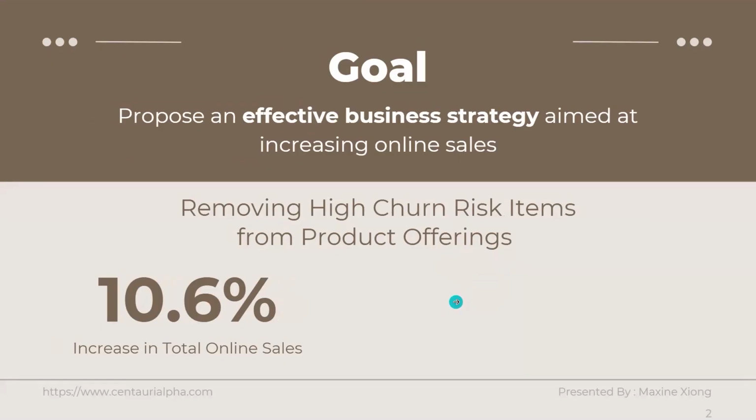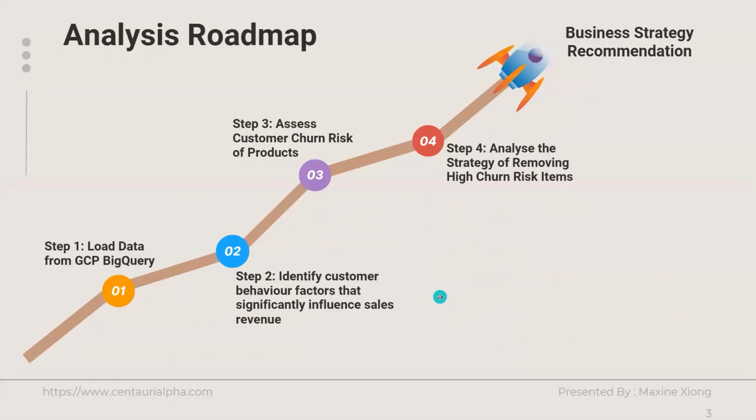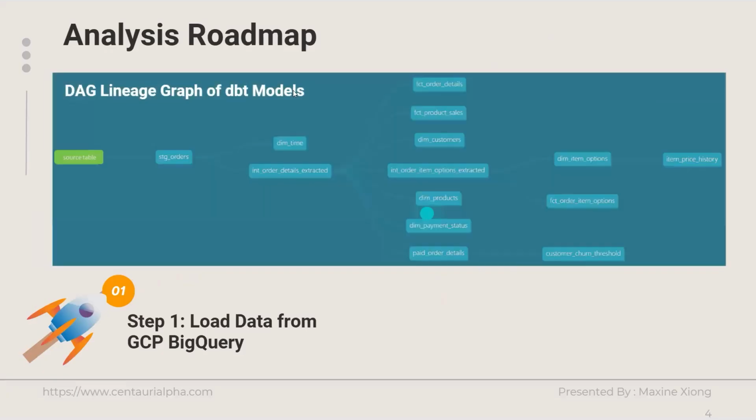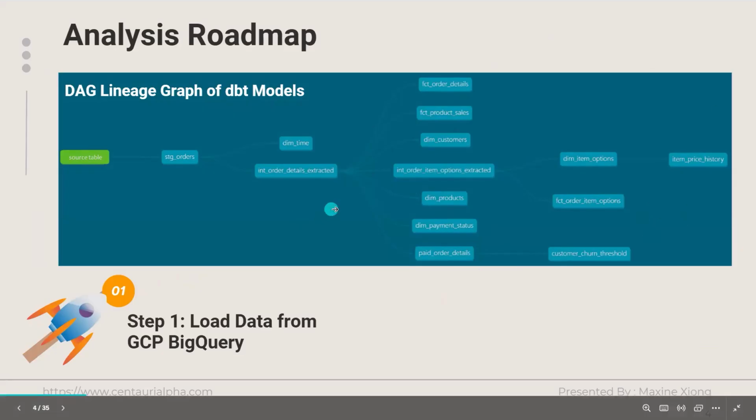net 6.2%. Before we dive into any details, I'd like to spend a couple of minutes quickly going through the analysis roadmap that led us to our final insights and recommendations. So we took 4 steps in total. At the first step, we loaded data from GCP BigQuery. And what you're seeing right now is the DAG lineage graph of the existing models in our BigQuery data analysis. I can just collapse that.